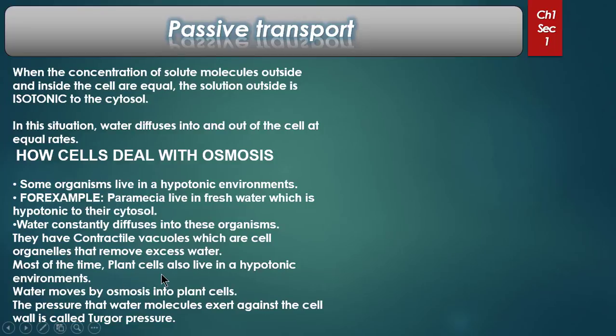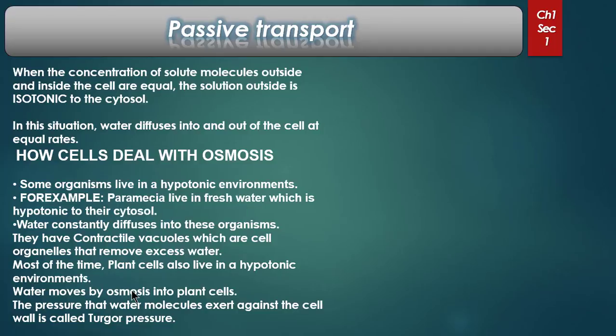Most of the time, plant cells also live in a hypotonic environment, okay? What about the plant cells? In the animal cells, contractile vacuoles start to work and do not let the cell die, okay? What about plants? Plant cells also live sometimes in a hypotonic environment. Water moves by osmosis into the cells, but after the water moves into the cell, it will think, that's it, I don't need more water, okay? Let's just close the doors.